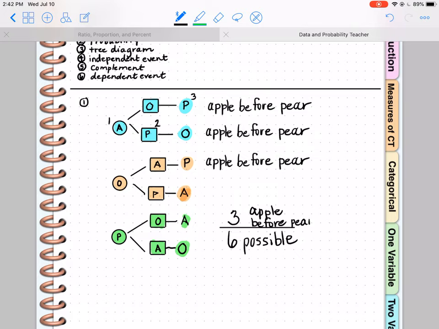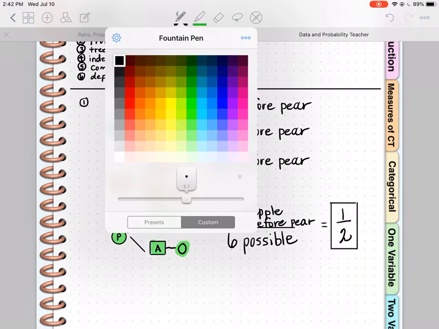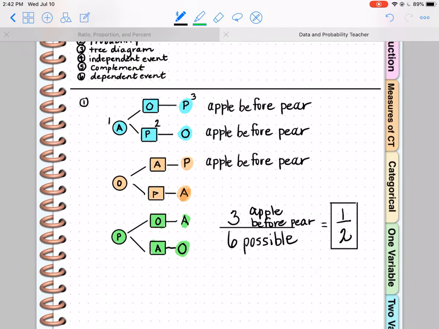But if you type that 3 over 6 into your calculator, you will get a reduced probability of 1/2. So you have a 50-50 chance of seeing this occur. The probability is 1/2 or 50%. And this is a tree diagram. And I should have gone ahead and filled in those choices.